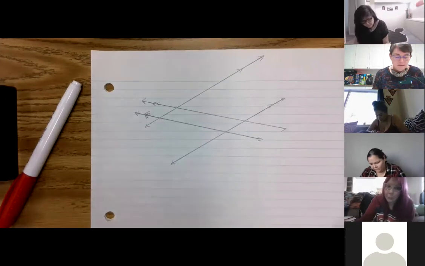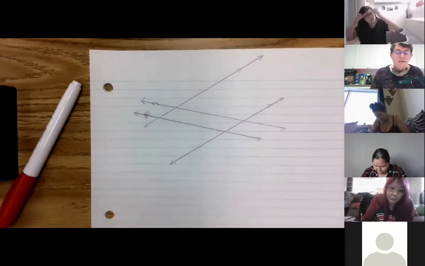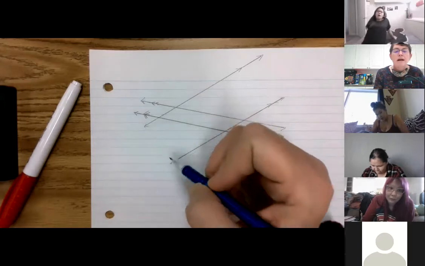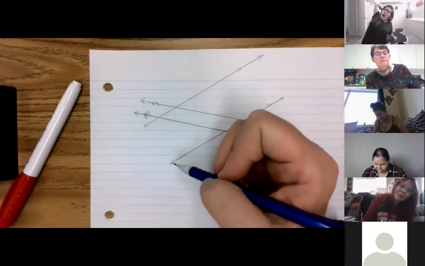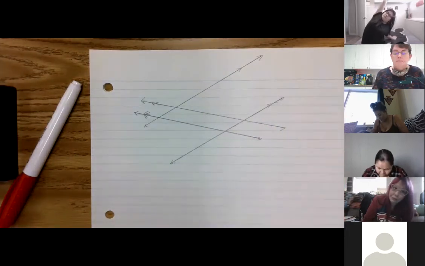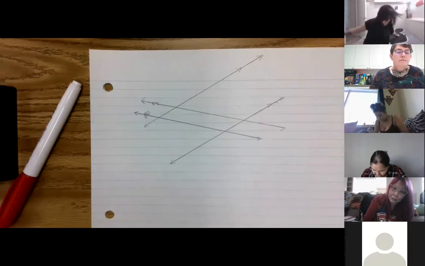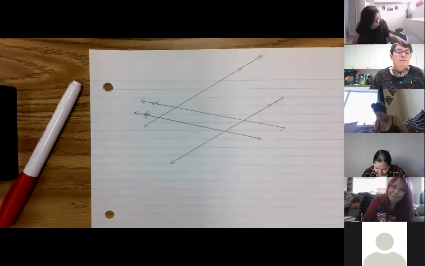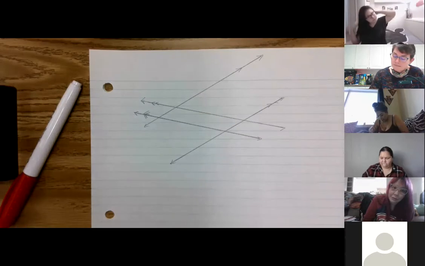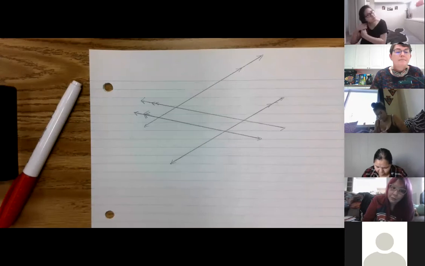Did I do that right? I did that right. Okay. First of all, whose turn is it now? Rachel, what's with these extra arrowheads? What do they mean? What does that tell me about these two lines? Sammy, help her out. They're parallel.